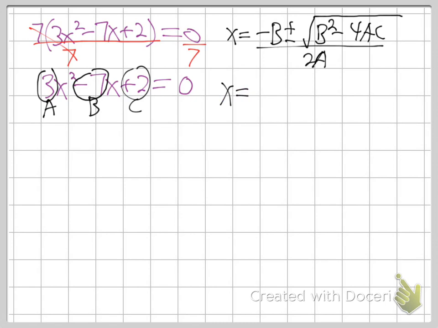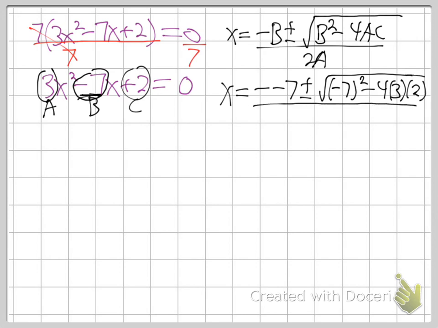Negative 7, huh? It's going to end up being positive. We good because b is negative 7, notice? The formula says it's negative whatever b is. So it's negative 7. It's going to be positive 7, huh? Everybody good with that? Plus or minus square root of b squared. So minus 7 squared minus 4 times a, 3, and c, 2, all over 2a.